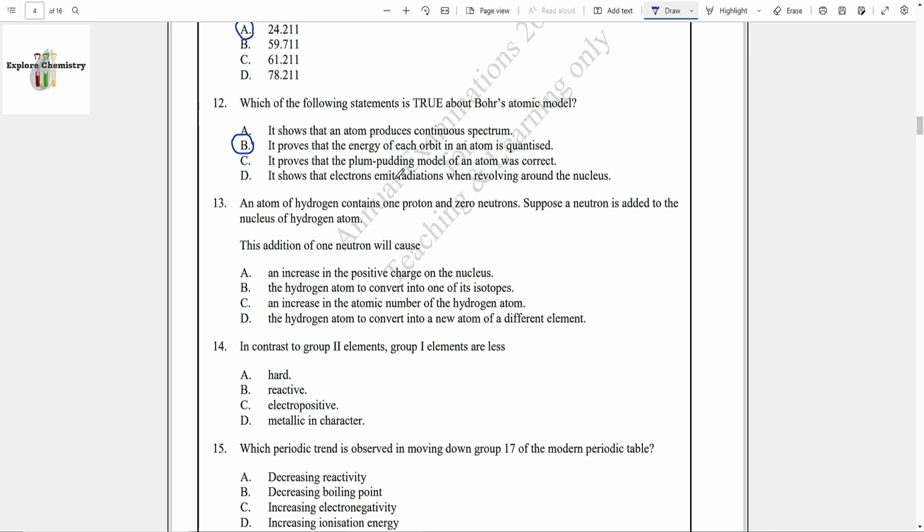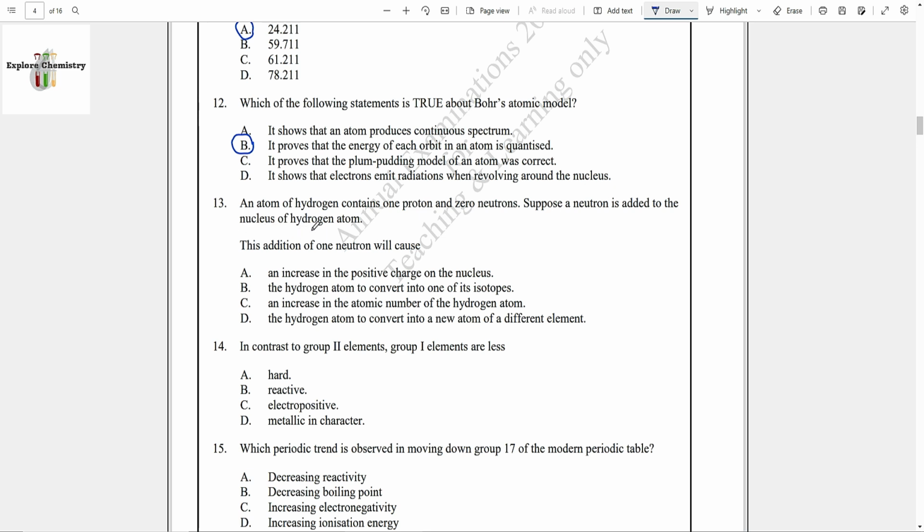C says it proves that the plum pudding model of an atom was correct. No, it was wrong. That was disproved by Rutherford. It shows that electrons emit radiation when revolving around the nucleus. No, this was also wrong. He says when an electron jumps from a lower to a higher energy level, it will absorb radiation, and when it jumps from higher to lower, it will emit radiation.